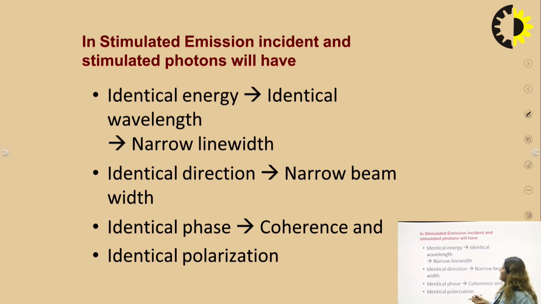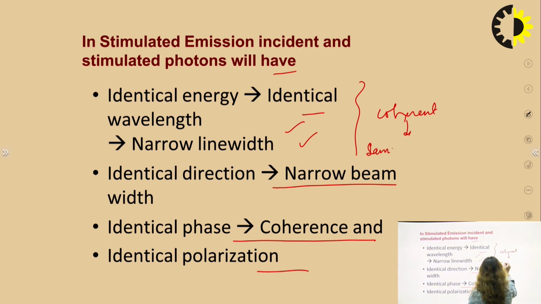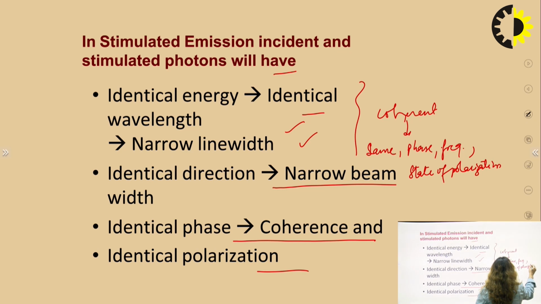Now we can see in the next slide that in stimulated emission, the incident and stimulated photons will have identical energy, identical wavelength and line width. That is why it is called coherent. The photons released through stimulated emission have identical energy, identical wavelength, narrow line width, obviously, as lasers have narrow line width, identical direction, identical state of polarization, and identical phase. So coherent means the same phase, frequency, state of polarization, etc.